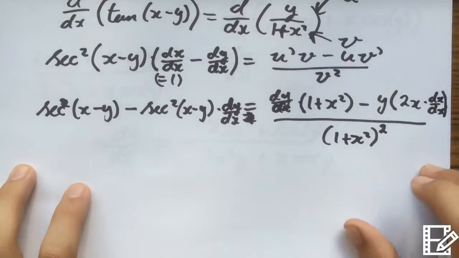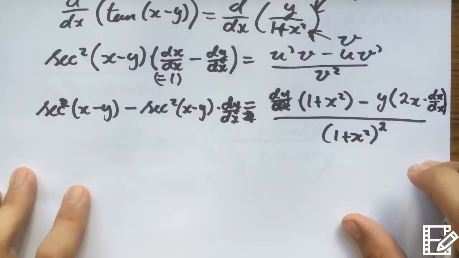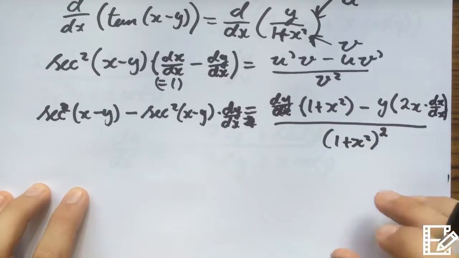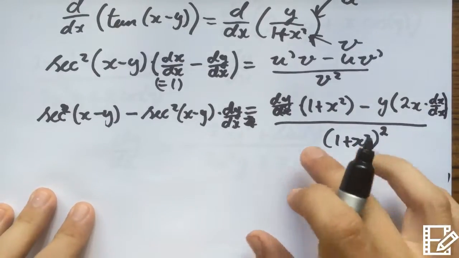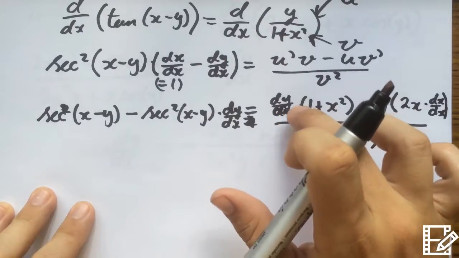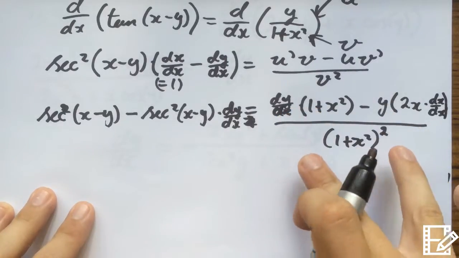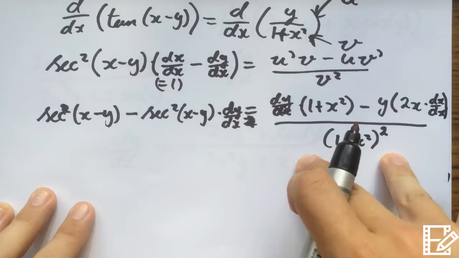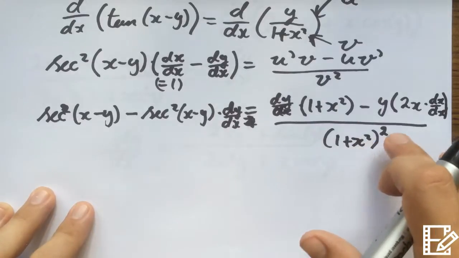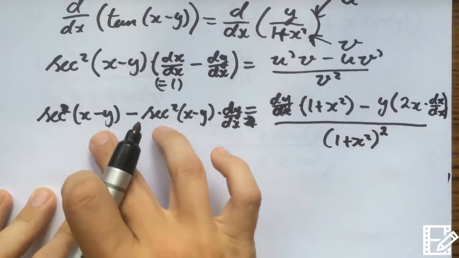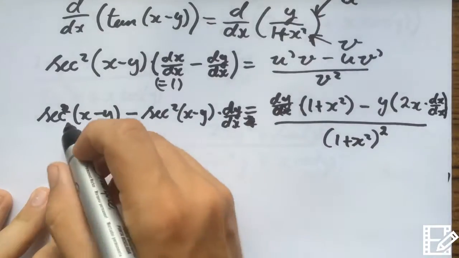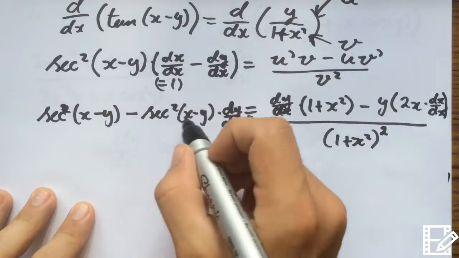Now we've got a bit. So what are we going to do now? Well, we want to get this dy dx isolated. So what I'm going to do is multiply this (1 plus x squared) to the power of 2 onto this side, which will essentially multiply it to this value and this value.